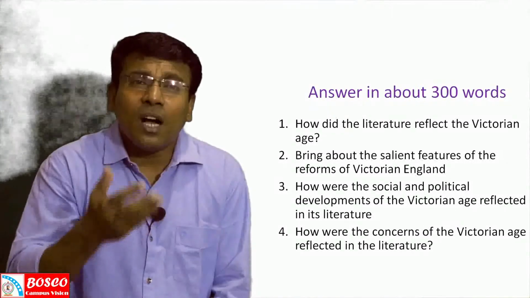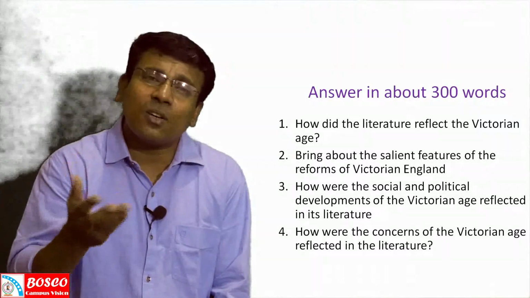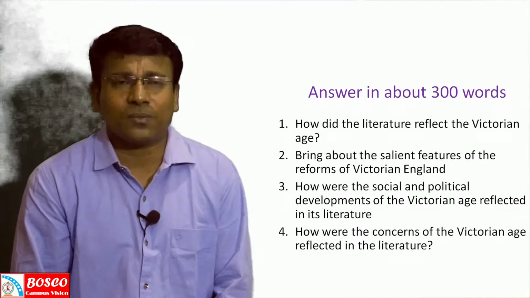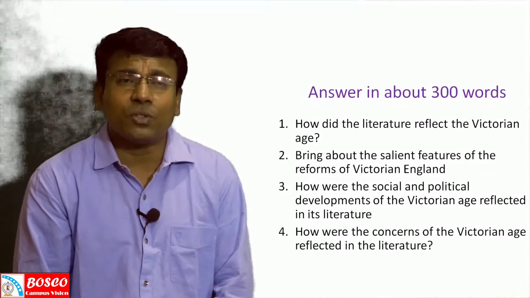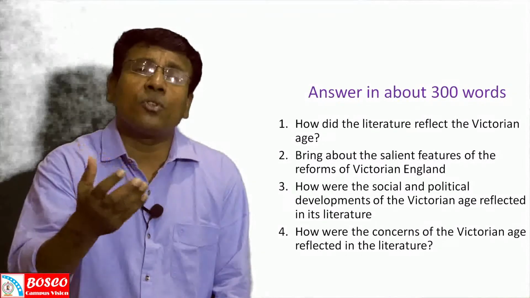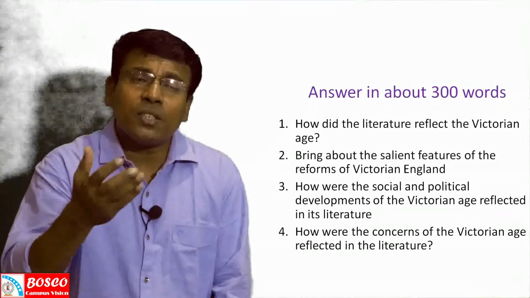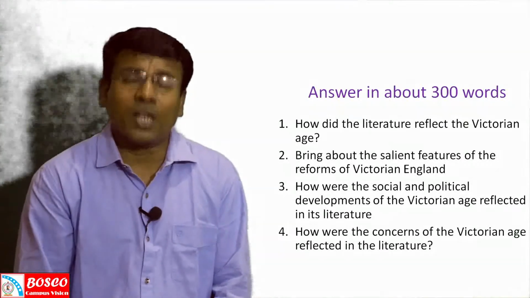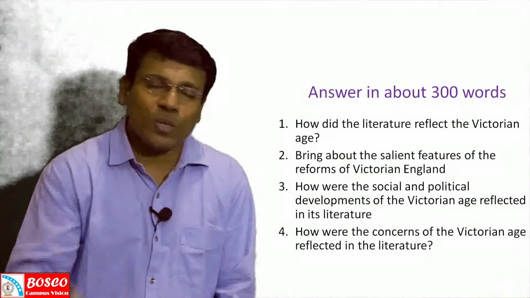The fourth one, how were the concerns of the Victorian age reflected in the literature? All these are the same questions that are repeated again and again. So my dear students, as we come to the end of this first unit, I have presented before you all the questions that were asked in different university question papers for the past 4 or 5 years. So I will humbly request all of you, please answer all these questions.